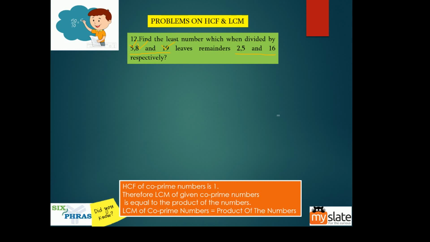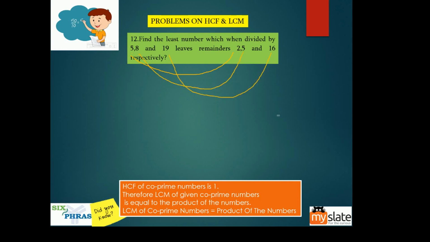For 5, your remainder is 2. For 8, your remainder is 5. And for 19, your remainder is 16. So in this case, there is a different way of solving the problem. Guys, in all these problems, you will always find 5 corresponds to 2, 8 corresponds to 5, 19 corresponds to 16. See what happens.